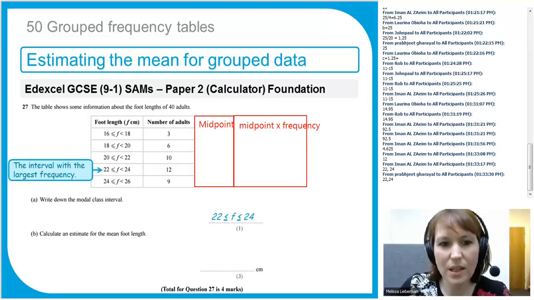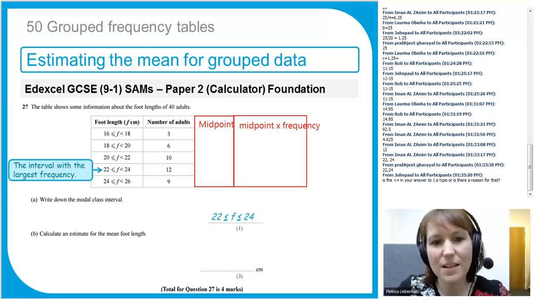So what we're doing is, these are 40 adults. We haven't got the raw data. We need to add up the lengths of all of their feet.